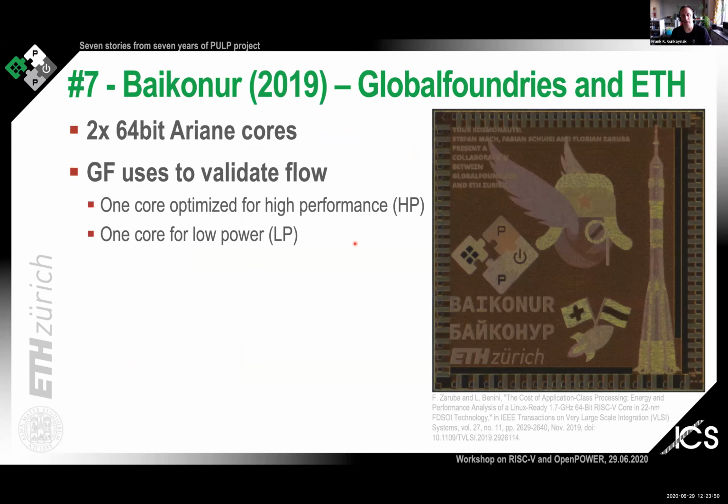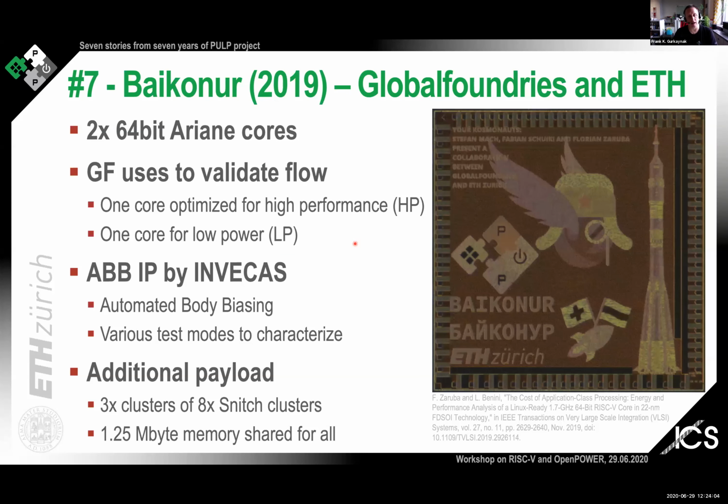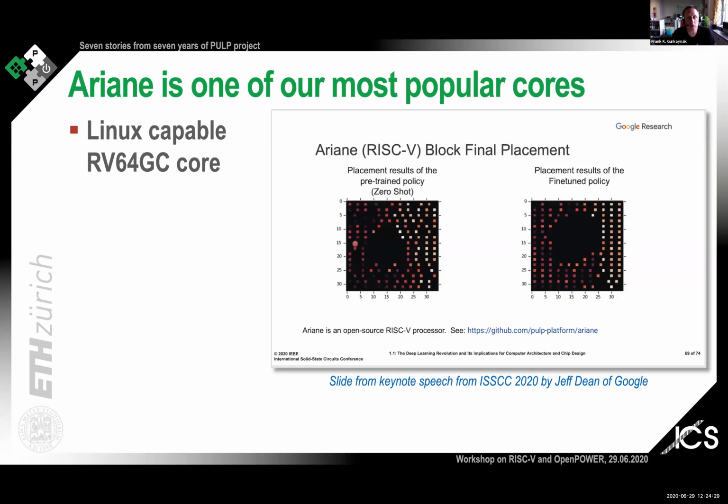They wanted to validate their different libraries and flows for high performance or low power optimizations. Essentially, they have different ways of optimizing for the technology, and they wanted a showcase which is not encumbered by IP licensing rights. It also has an automatic body biasing IP by Invecas, and it has various test modes to characterize everything. In addition to that, we were able to sneak in a little bit of additional payload. So there are 3 clusters of 8 Snitch cores in here and 1.25 megabytes of shared memory to be used for everything there.